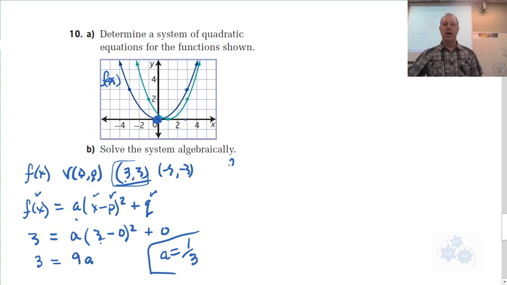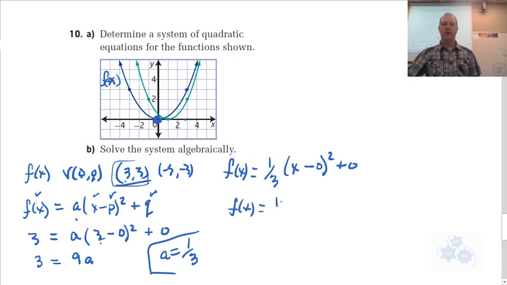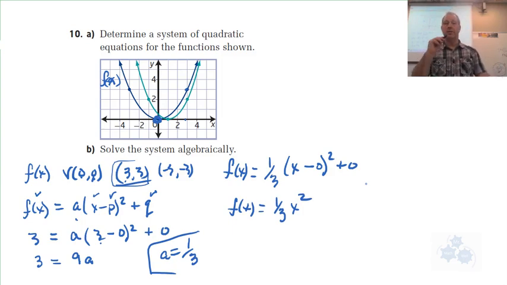Okay? So f of x equals 1/3 x minus, well, that's 0 squared plus 0. Or f of x equals 1/3 x squared. All right? That's equation number 1.